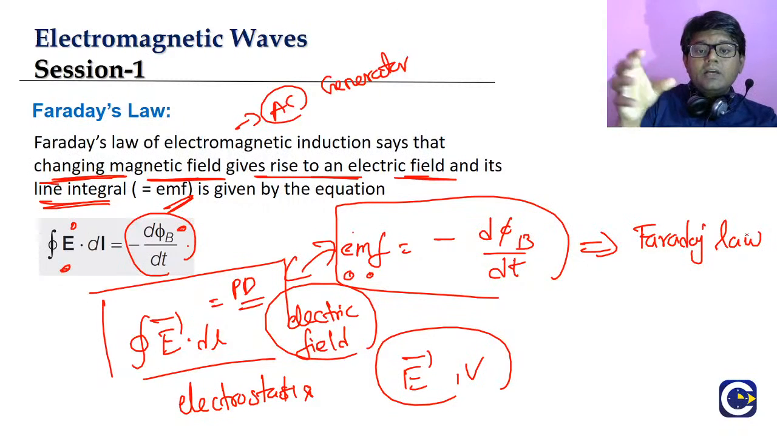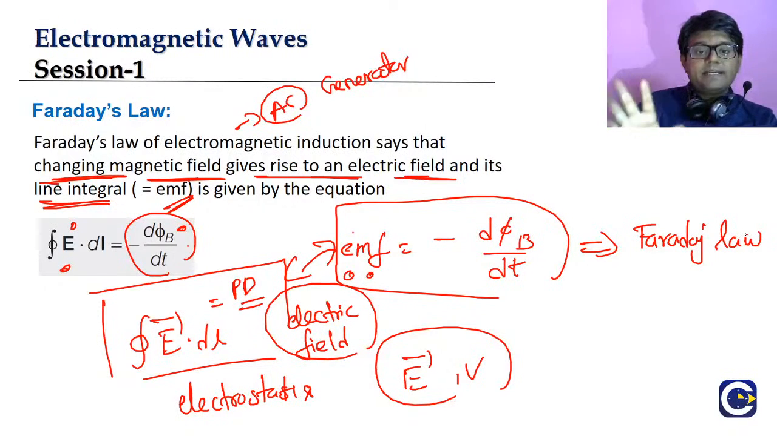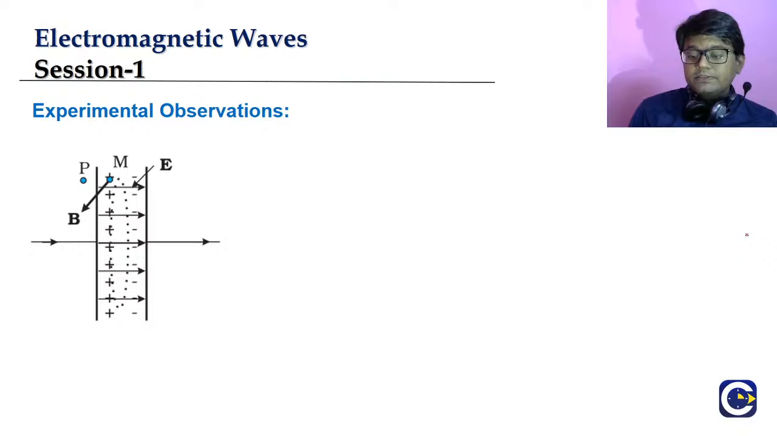So what is the other part? Can a changing electric field give rise to a magnetic field? That is the second part, right? Now this was not only proposed by scientists including Maxwell, but is even proven experimentally.